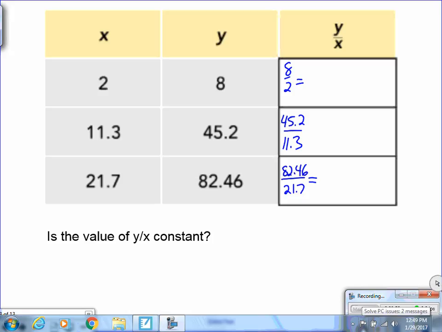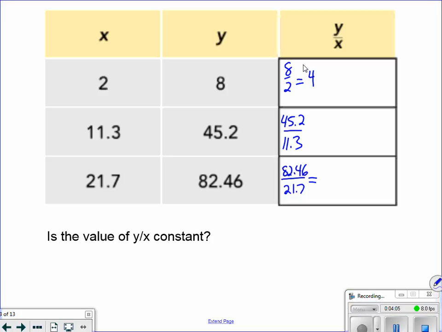All right, our next example, again, we have a table here. We've got X and Y. And the question is, is the value of Y over X constant? So what we're going to do is take Y divided by X for each one. So 8 divided by 2 is 4. If I take 45.2 divided by 11.3, I also get 4. And then the last one here, if I take 82.46 divided by 21.7, I actually get 3.8. Okay, so is the value of Y over X constant? Our answer to that would be no. Okay, it has to be the same for each one.